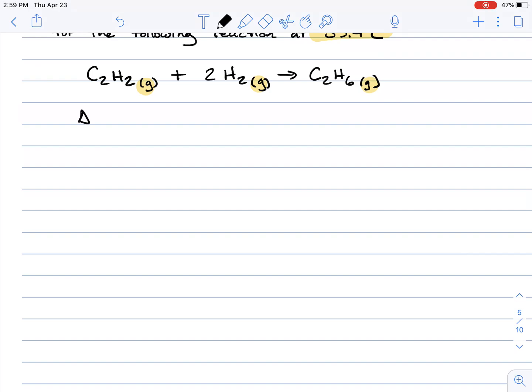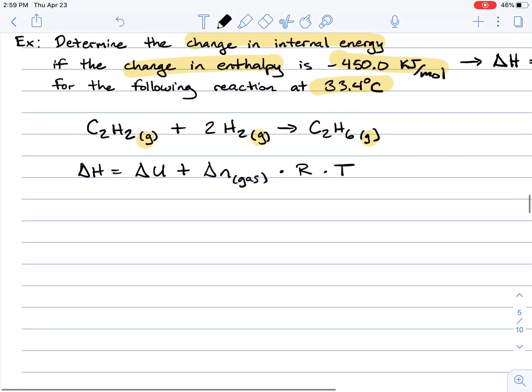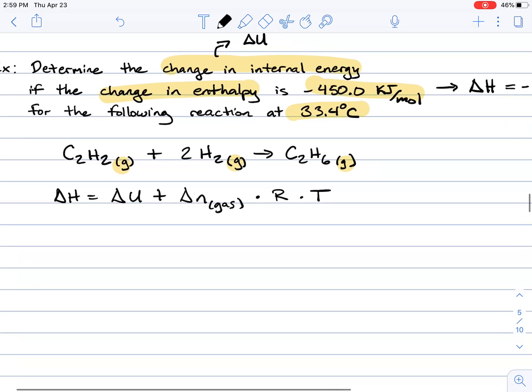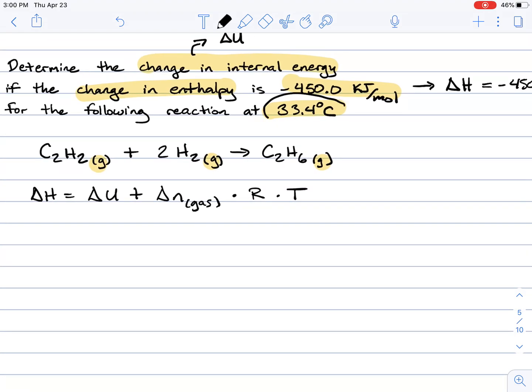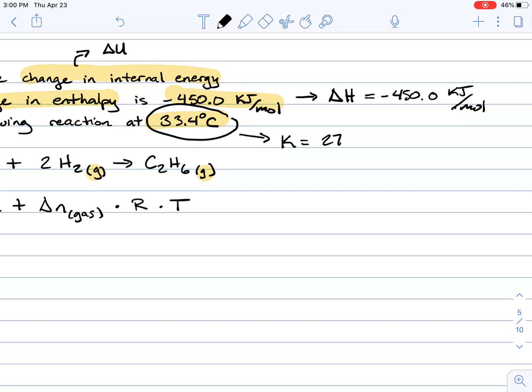So here I have delta H is equal to delta U plus change in n of gas times R times T. So I'm going to go ahead and work backwards. I'm going to focus on the temperature first. Remember, the temperature must be converted into Kelvin. And so what we're going to do is simply add 273.15 to 33.4.